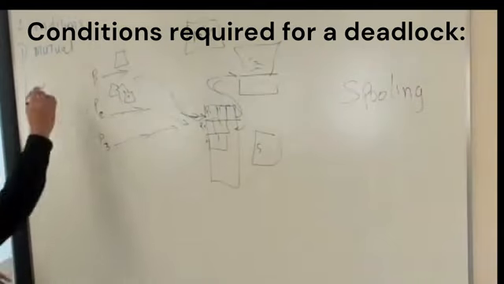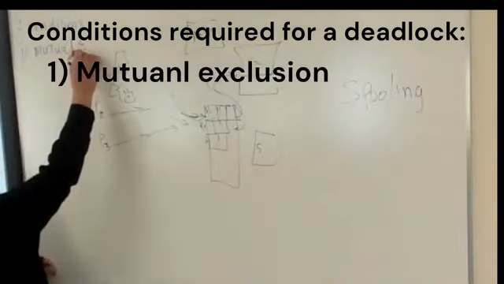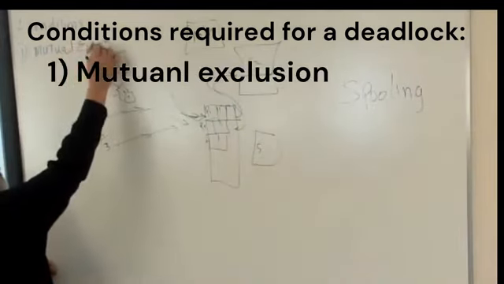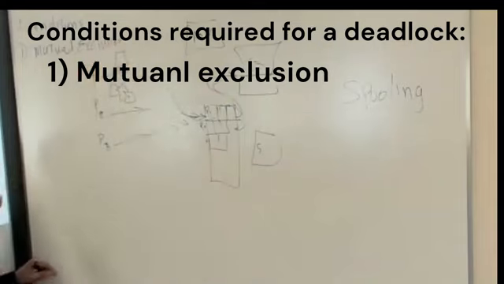One of them is mutual exclusion. If the devices, the resources we use, cannot be shared, then that's one condition. That's called mutual exclusion. What's the second condition? Name the second condition.